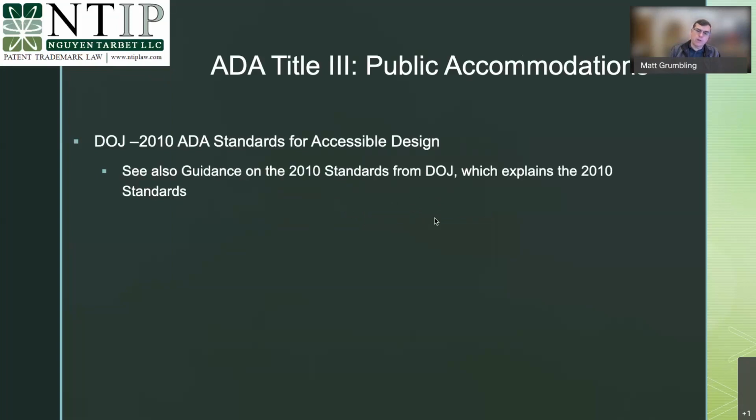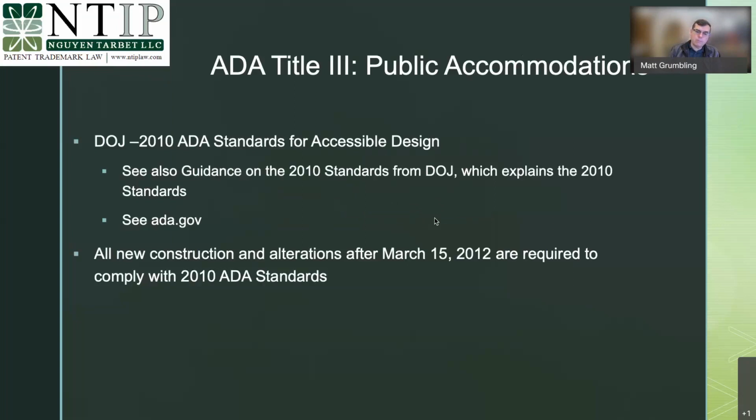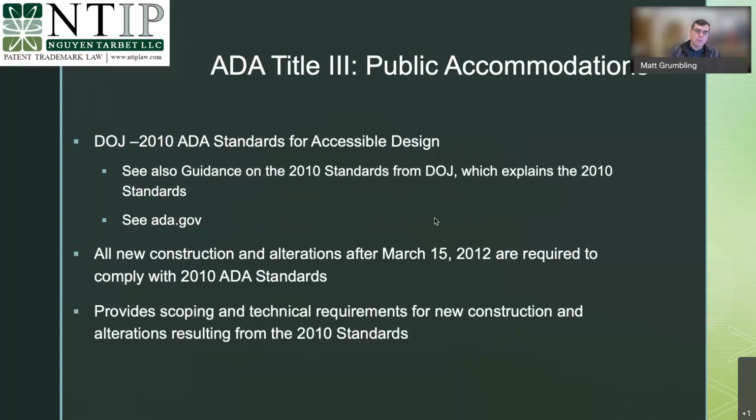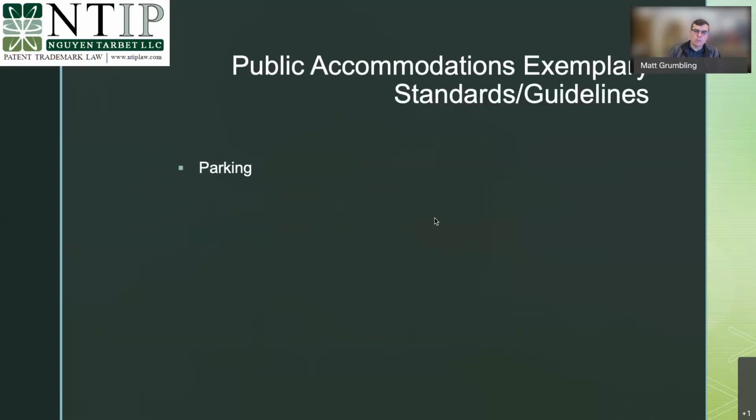There's also a nice guidance document that you can get at ada.gov. This covers all new construction and alterations after March 15, 2012. That's 9 years ago. So a lot of even older buildings probably have had alterations since then. So let's talk about some big ones. And I'm just going to hit big ones. These are the ones I know about that get hit the most.